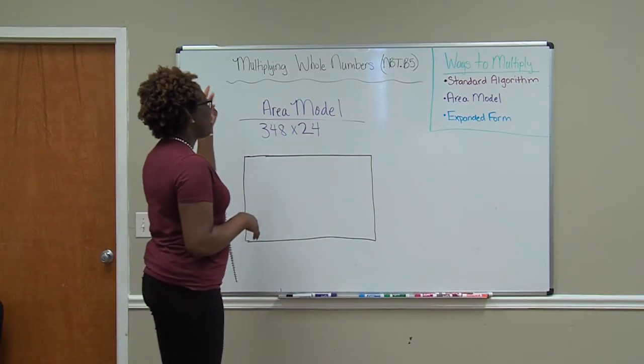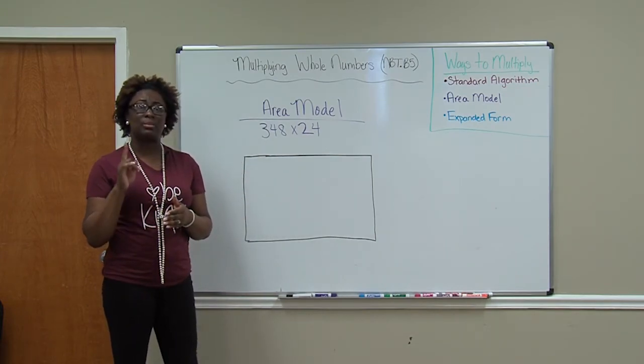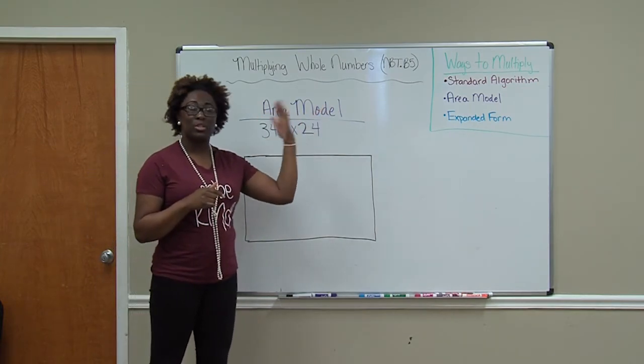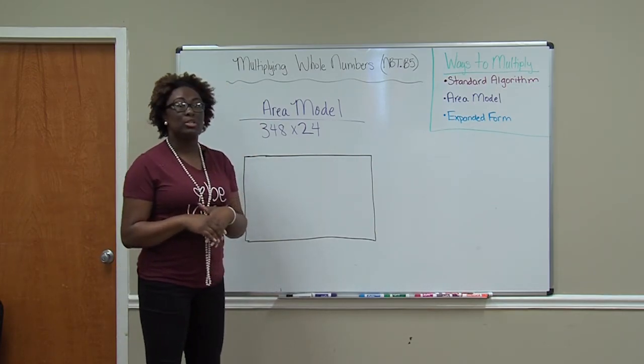We're back together talking about multiplying whole numbers. Last time we were together, we looked at multiplying whole numbers using the standard algorithm. Today, we are going to look at multiplying whole numbers using the area model.